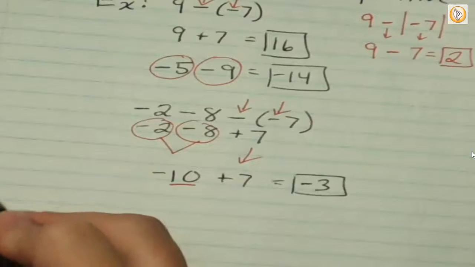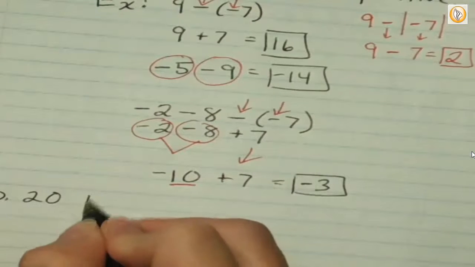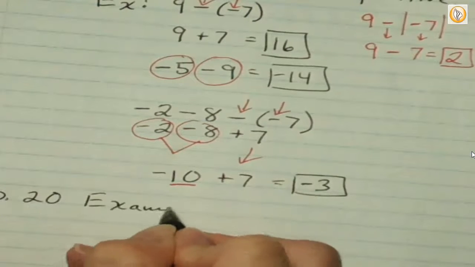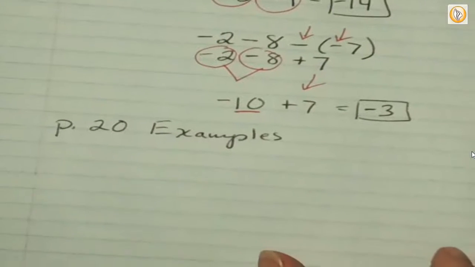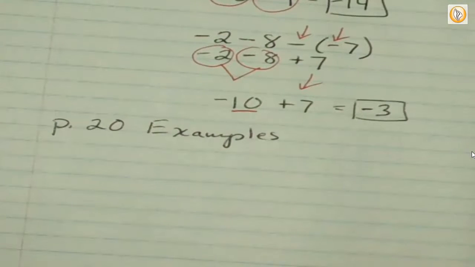All right. Page 20. Examples. So open up your books to page 20. How do you still have all that room at the bottom? I don't know. Page 20.